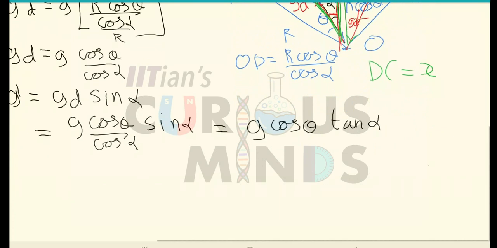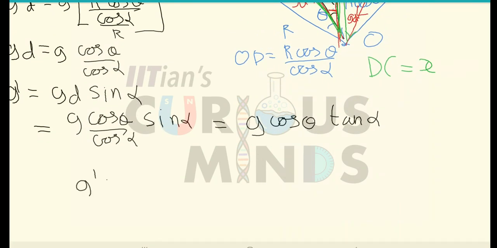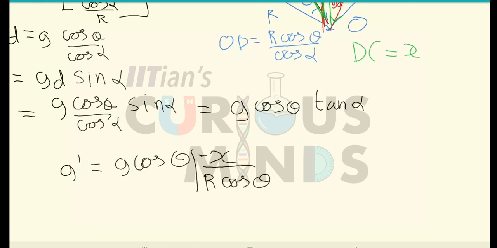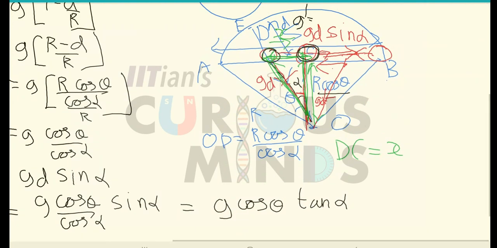So I can say that g dash will be equal to g cos theta into opposite, which over here is equal to x, divided by adjacent, which is equal to R cos theta. Now this acceleration will be negative. Why negative? When the body is going in the right hand side direction, it experiences acceleration in the left hand side direction, and when the body is going in the left, the acceleration will be experienced in the right.